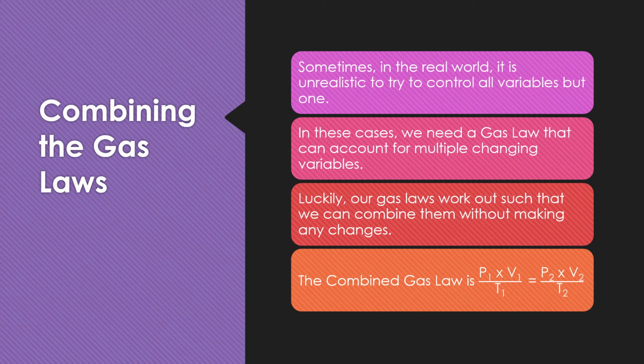As it turns out, Boyle's law and Charles' law can be combined without any issues, which leads us to the combined gas law. If we combine both of the first two laws, we get the combined gas law, which is written as P1 times V1 divided by T1 equals P2 times V2 divided by T2. What this means is that the pressure times volume divided by the temperature of a gas at state 1 is equal to the pressure times volume divided by the temperature at state 2, assuming the amount of gas stays the same. Let's look at some examples.